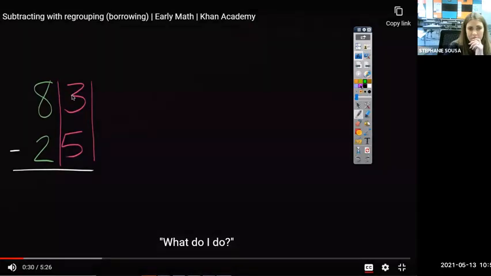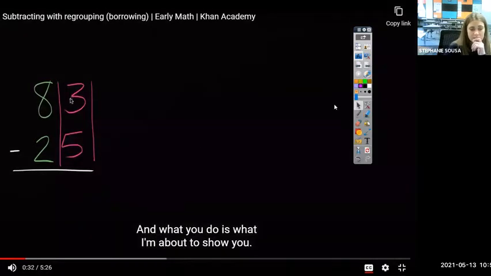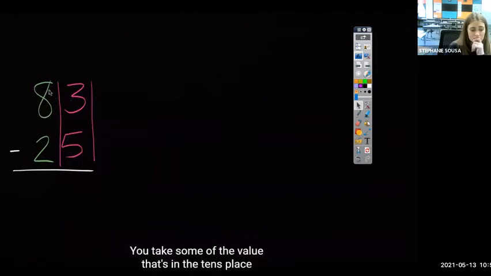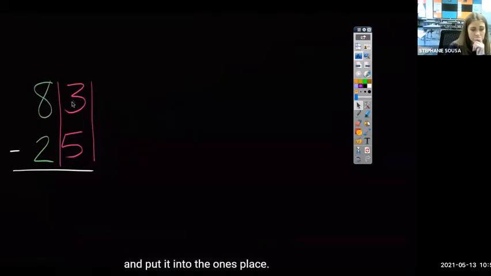Okay, so again, here's why for a visual answer. We have 3 objects. Let's make those bigger. 1, 2, 3. It's asking us to get rid of 5. So we're going to subtract 5 of them. 1, 2, 3. Uh-oh. Where's numbers 4 and 5? They don't have enough. Okay, so this is what's going to happen. And what you do is what I'm about to show you. You do something called regrouping. You take some of the value that's in the tens place and put it into the ones place.